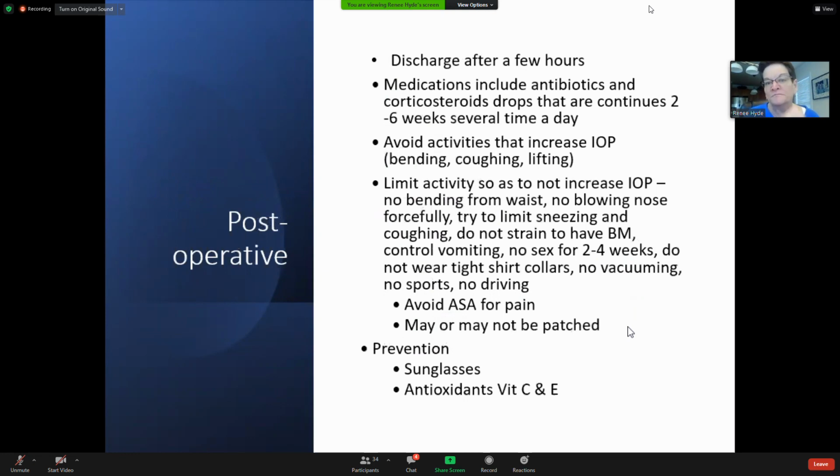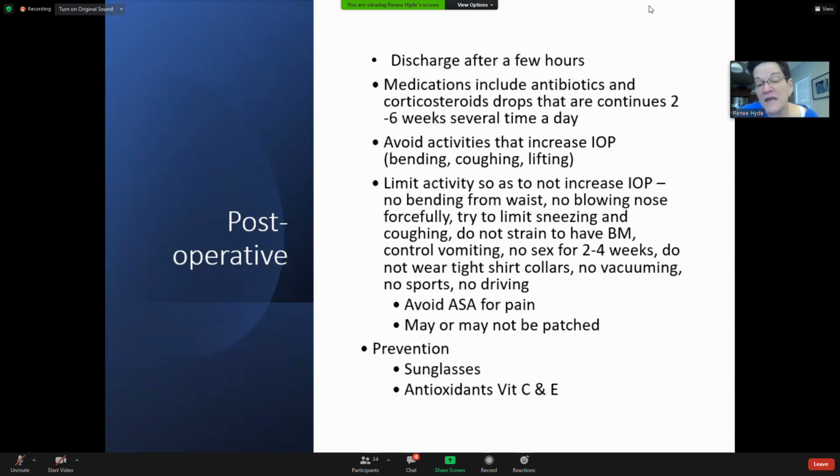Typically, they're discharged after a few hours in a postoperative period. Those medications are going to continue about 2 to 6 weeks, several times a day. We want to have them avoid those activities that increase intraocular pressure: bending, lifting, coughing, blowing their nose forcefully, and trying to limit their sneezes, like holding that sneeze in. No sex for 2 to 4 weeks. No vacuuming, no sports, no driving.